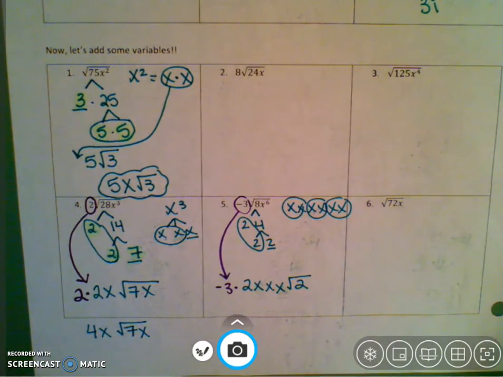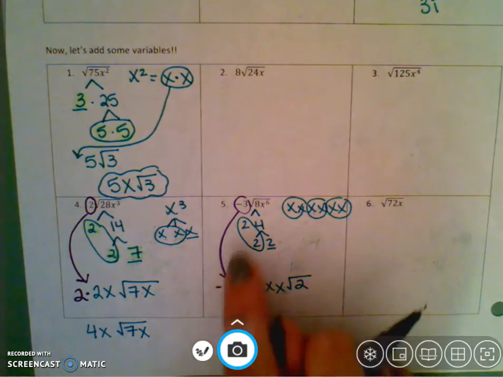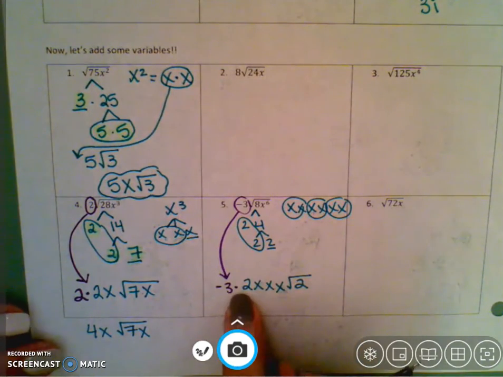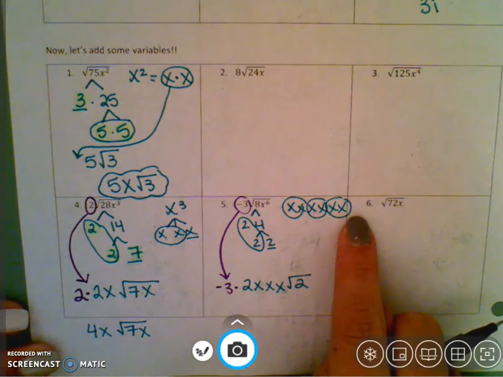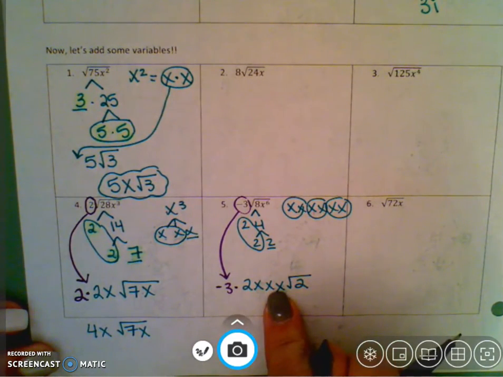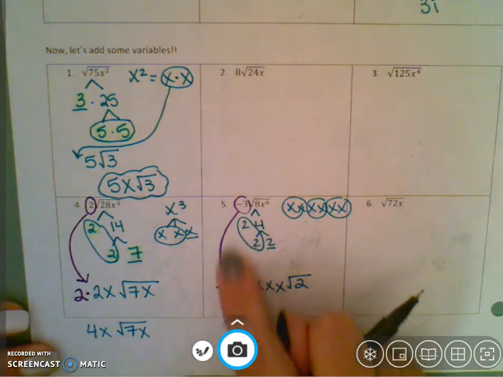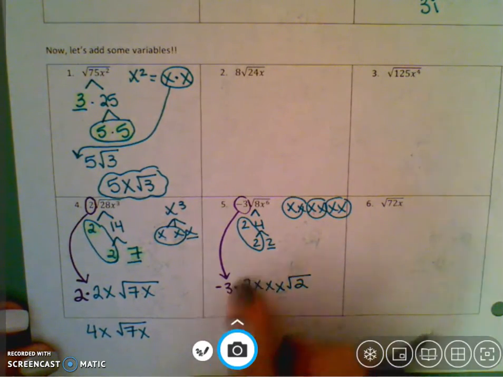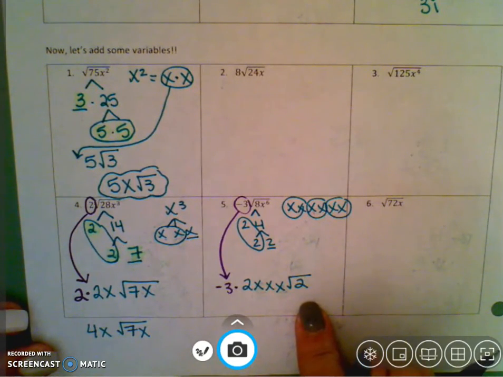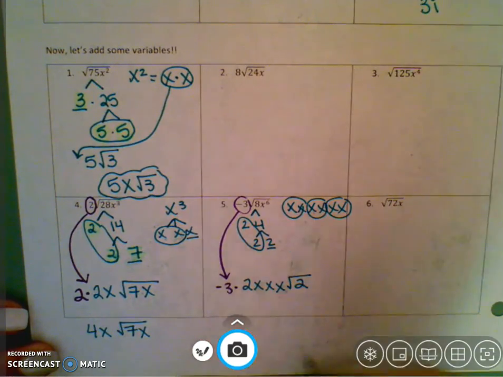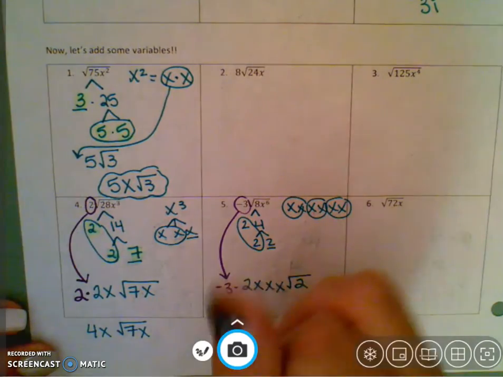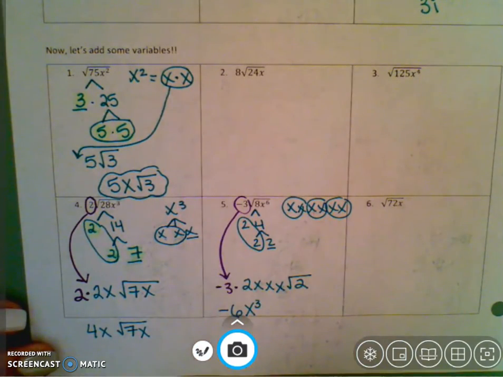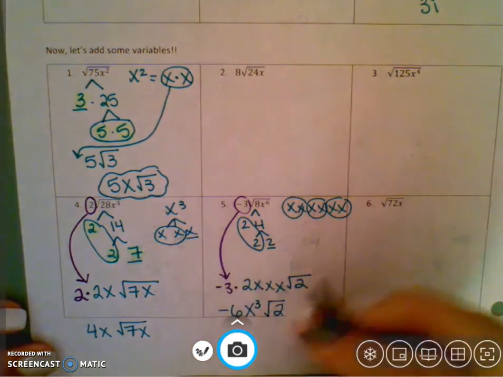You should have tried number 5 by now, and this is somewhat of what you should have gotten. When you broke it down for 8, you should have had 3 2's. So you have a pair of 2's that comes out as 1. You have a single 2, which stays in. And then your x's, there's 6 x's, which ends up making 3 x's when they come out. And then that negative 3 had to come down to the front. However, we can simplify this so it doesn't look so ugly. So negative 3 times 2 is going to be a negative 6. If I have 3 x's that are multiplied by each other, that's going to be an x with a power of 3 and then a square root of 2.